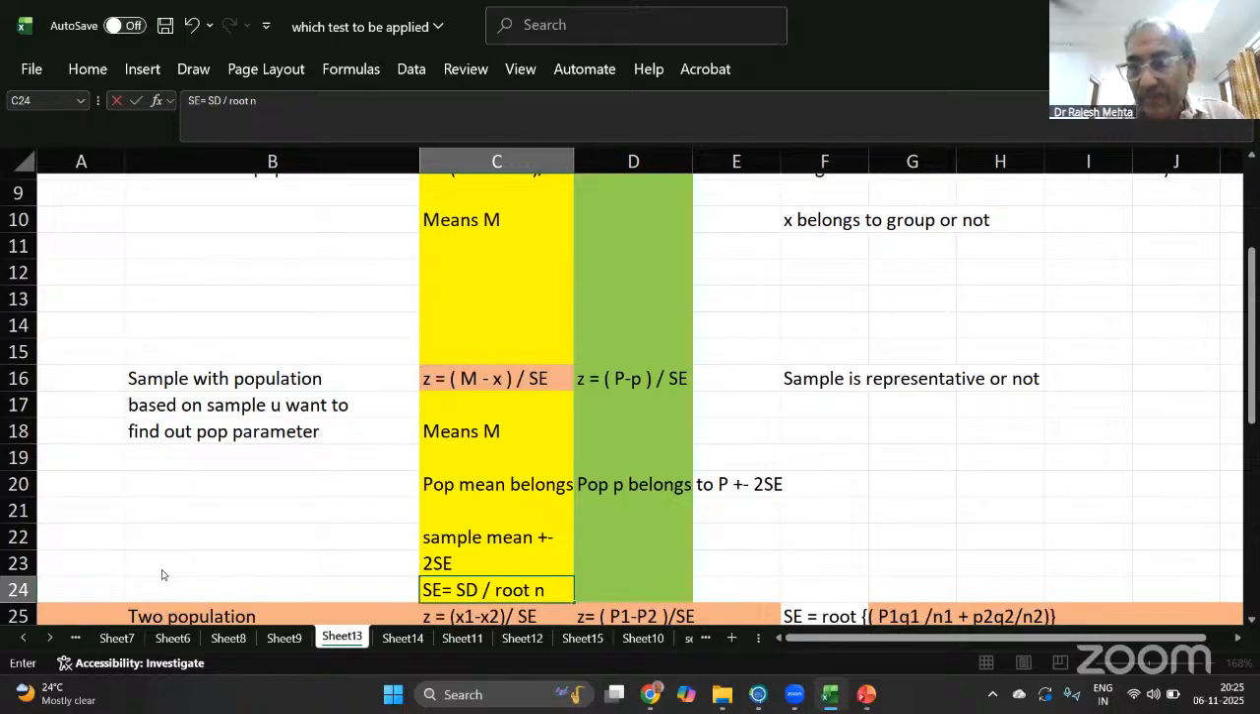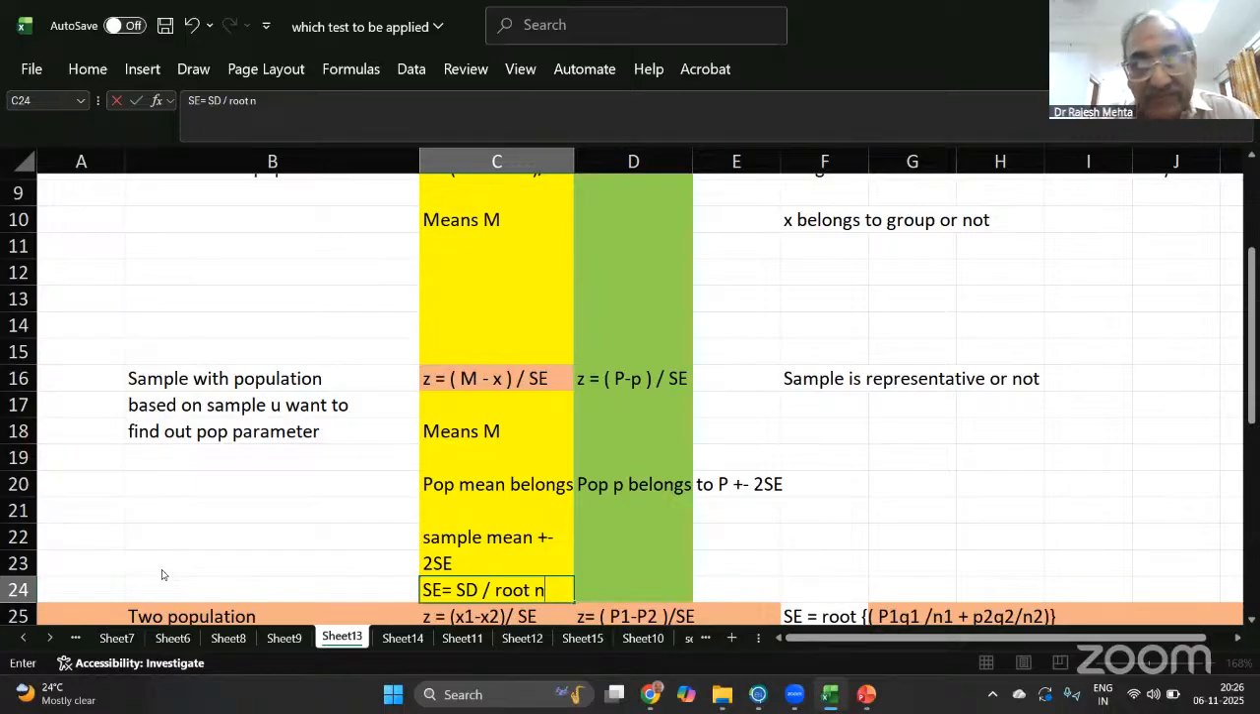Now, it may be a little bit difficult, but you should remember that whenever you take a sample, there is some error. And this sampling error, if you standardize, is the standard error. In this case, if you want to find out standard error, SD upon root n will give you the standard error, or you can say root of SD square upon n, whatever you want to take. This will help you find out the population mean.